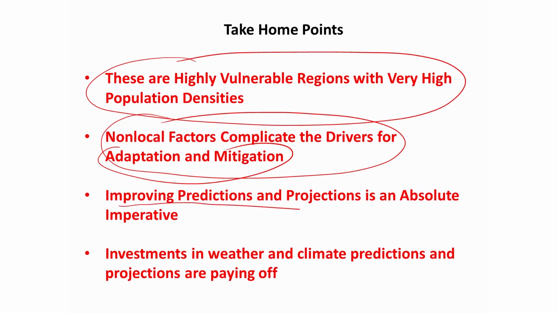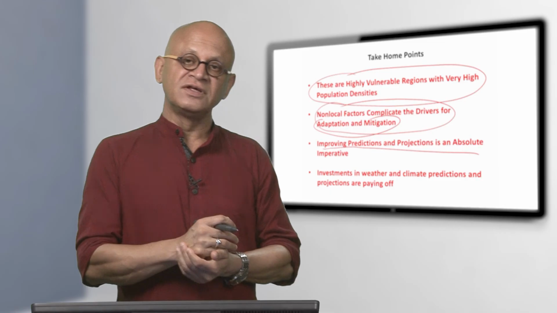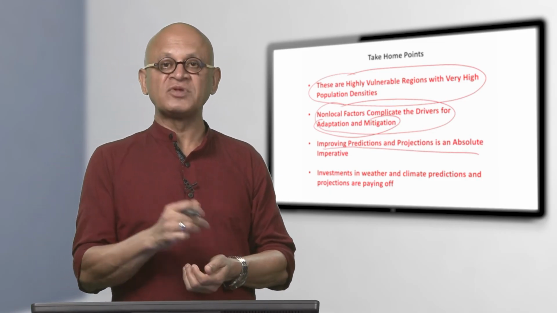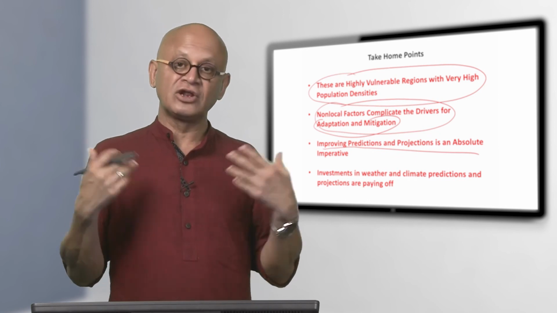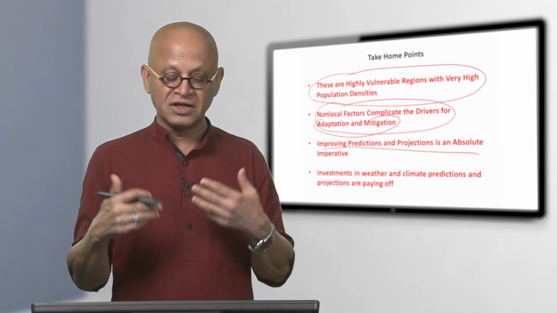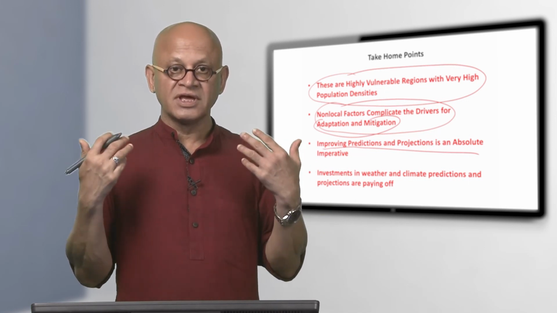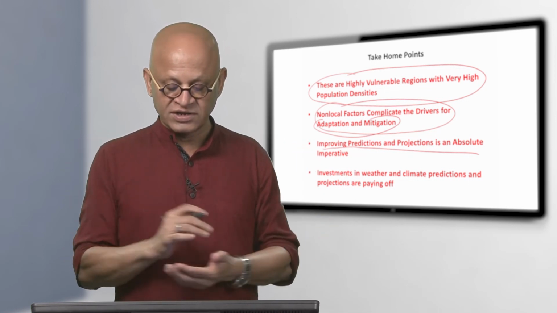So, in that sense, improving predictions and projections is an absolute imperative for India, and just in time, in the last 10 years, India has invested several hundred crores into buying a new high performance supercomputing, hiring a lot of young scientists and building a good monsoon forecasting team, extended range and weather forecasting teams.